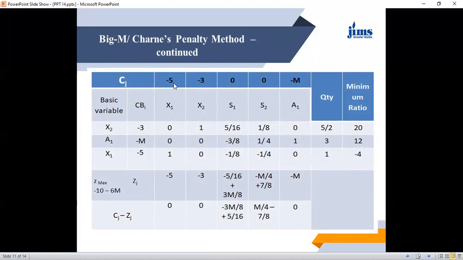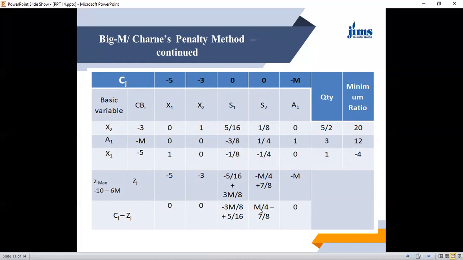Again, we deduct it from Cj. Cj minus 5 is equal to 0. Minus 3 is equal to 0. Likewise, you calculate everything here. So what do we get here? One more positive column here. See here. This column has m by 4 minus 7 by 8, means this is still positive.